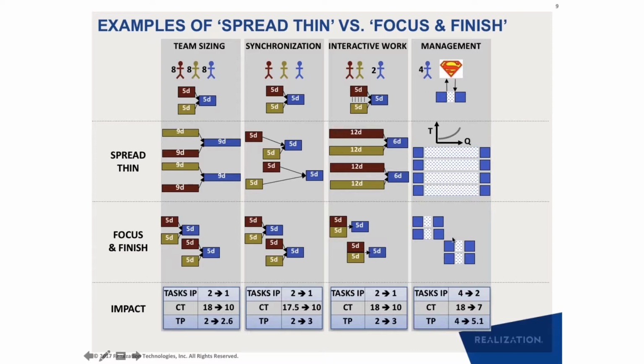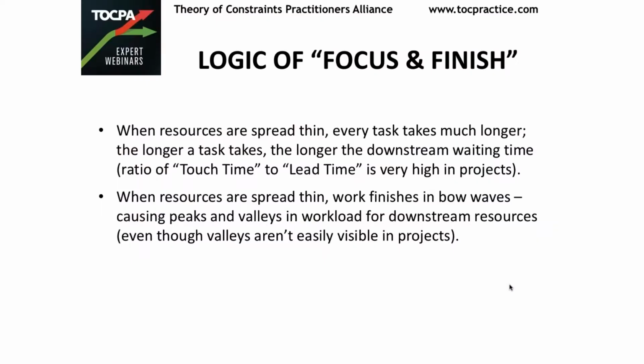Okay, so this is just the detailed explanation of how focus and finish is achieved in projects. Now, if we agree with this view, one more point I want to make, that why focus and finish yields such better results. Resources are spread thin in projects. Every task ends up taking much longer, and the longer a task takes, the longer the downstream waiting time, right? And this is very different from production, where the ratio of touch time to lead time in production is lower, in project is very high.